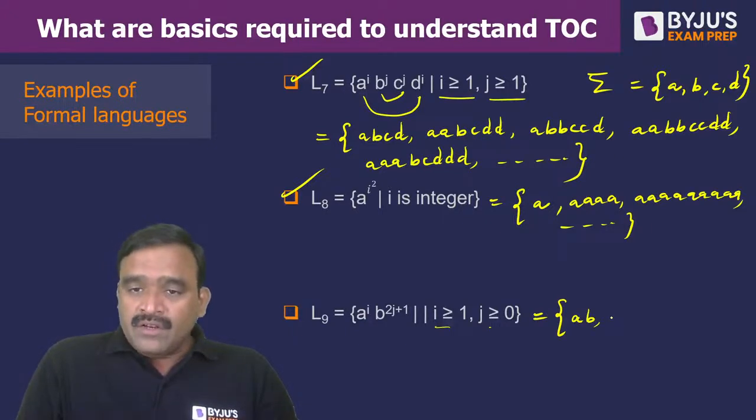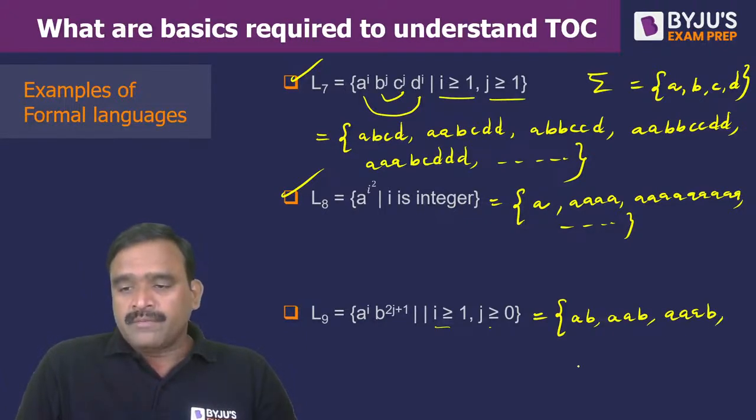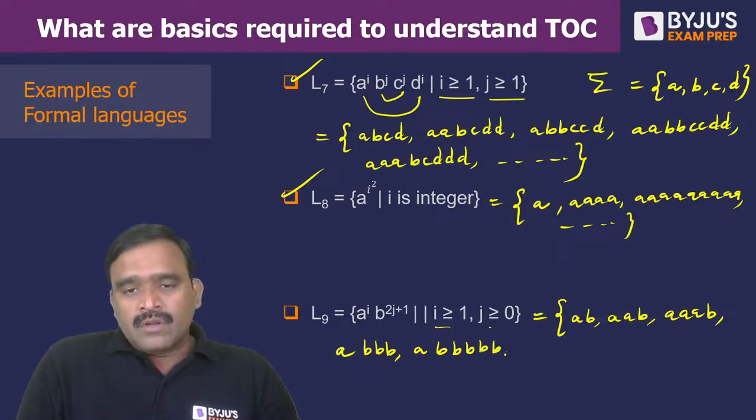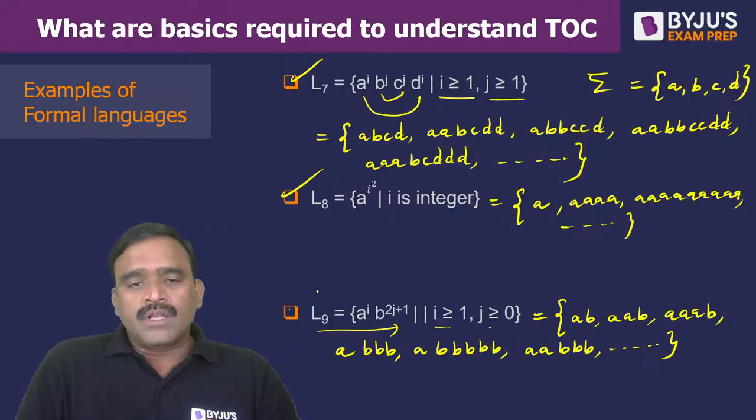And I value 1, J value still 0, for example, AAB. I value 2, I value 3, triple A then B is also possible. And if I take I value 1 and J value also 1, J value 1 means 3 B's will come. And I value 1, J value 2 means 5 B's will come. So like this, even 2 A's followed by 3 B's: one or more A's followed by an odd number of B's.